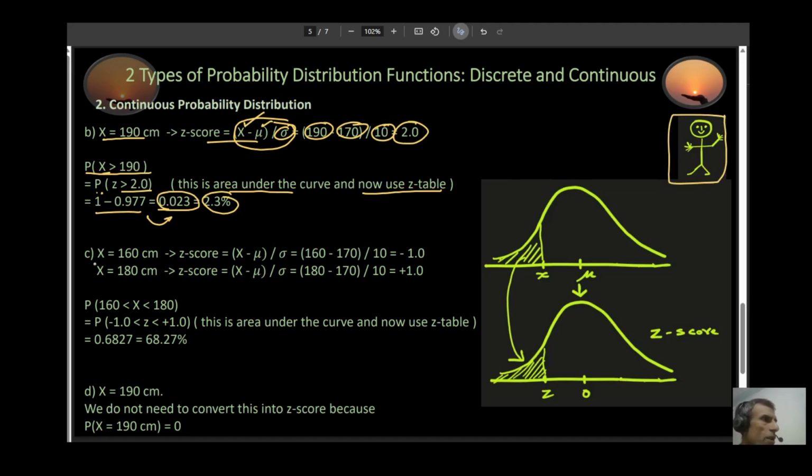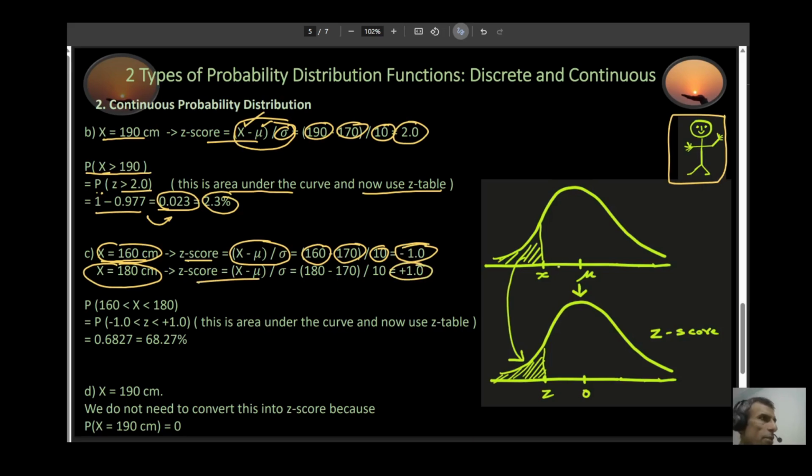Okay, what is the probability that his height is going to be between 160 and 180 centimeters? Let's convert x equal to 160 into the z-score using the same formula: putting in my 160, my mean, my sigma, and the answer comes out to be minus 1.0. So x equal to 160 has been mapped to minus 1.0. Likewise, calculate the z-score for x equal to 180, and it's mapped to plus 1.0.